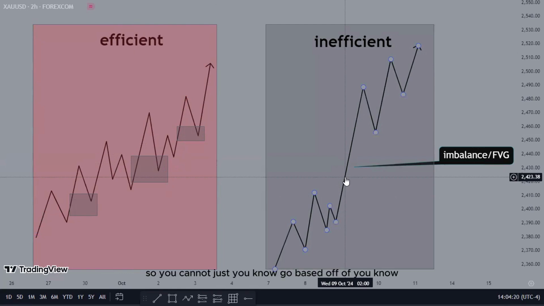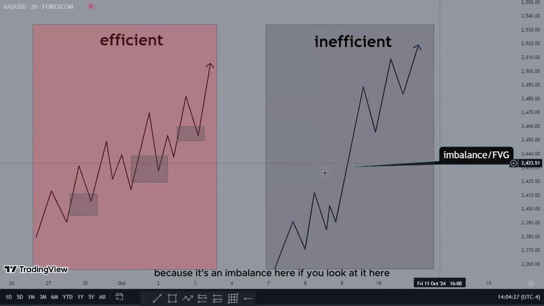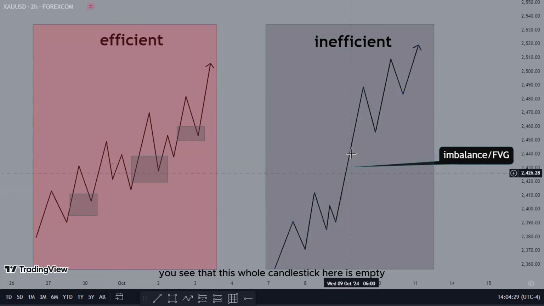You cannot just go based off of this price chart here; it is incomplete. It's inefficient. Why? Because there's an imbalance here. If you look at it here, you see that this whole candlestick here is empty. These lines represent candlesticks, okay? So this whole price level here is very, very inefficient.